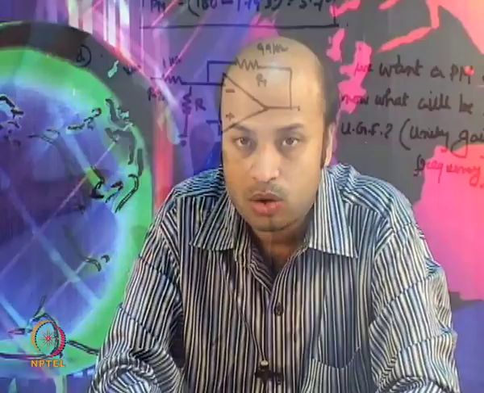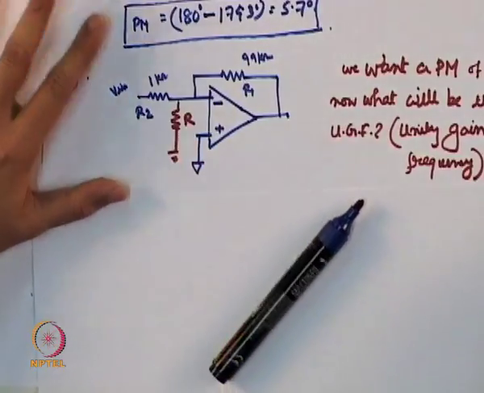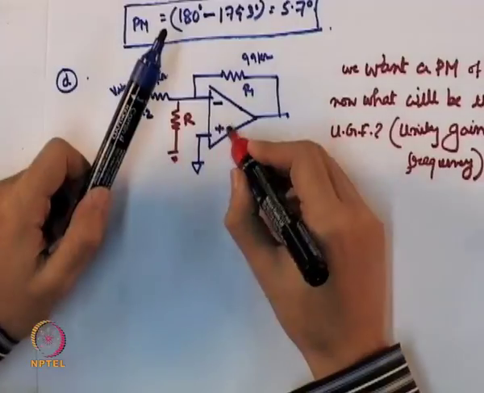So, to solve this one, as we can see, because of the introduction of this new resistance, the open loop gain and the closed loop gain both will have an impact. So, both will have an impact.